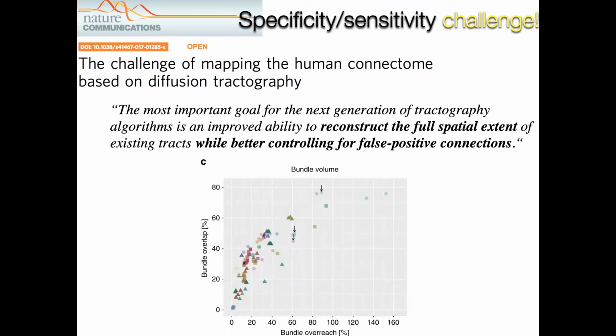Just to highlight this, you see on this graph the bundle overlap and overreach. You can see that out of the hundreds of algorithms tested in this paper, most algorithms barely fill up 50% of the white matter of the existing anatomy. So a lot of the white matter is just not explored. It's around 40 to 50, 60%, depending on the algorithm and how aggressive it is. The more aggressive the algorithm is, the more mistakes it makes, of course. So it's this specificity and sensitivity trade-off of our current tractography technologies.